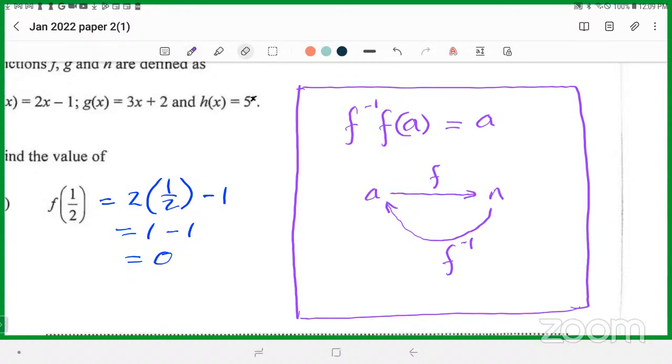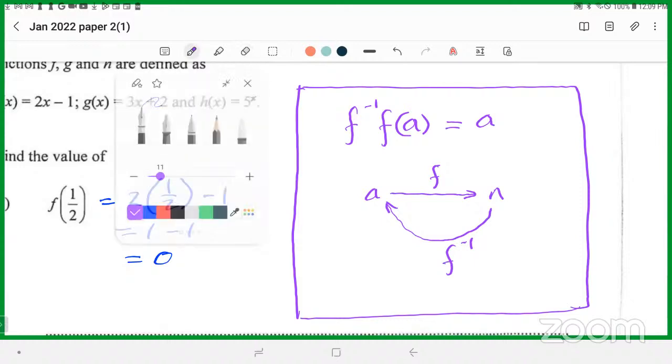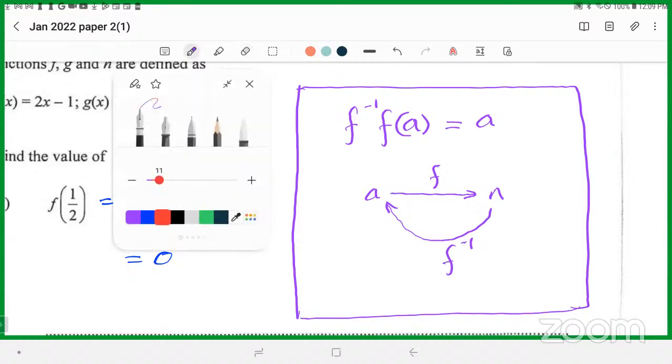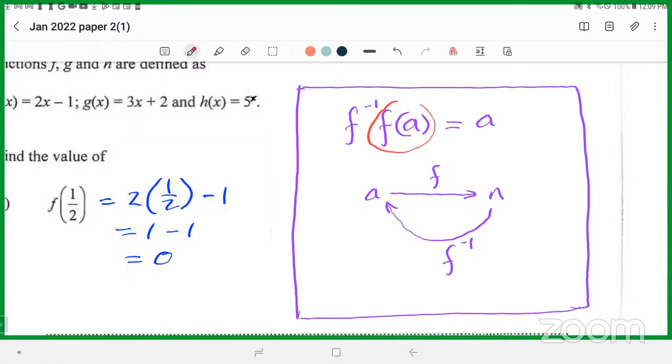Yes, so like you carry out a function on a value and you reverse it. You reverse it. Right? That's what it is. You carry out a function on a value. You do f of a and go somewhere to n. And then you use this and reverse it. So this will bring it back to a. That's what that means. So that's why this is something good to know.